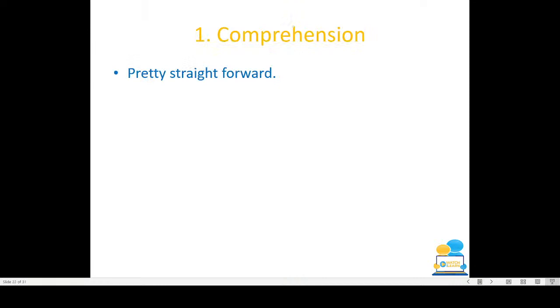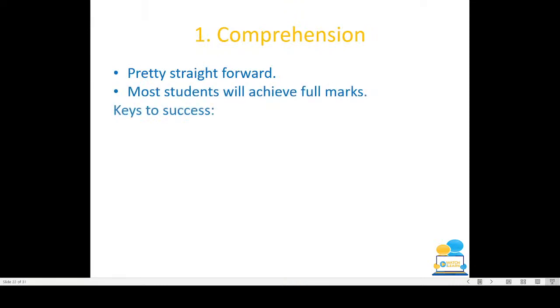So comprehension, pretty straightforward. Most students will achieve full marks in this section, and we have a couple of keys to success here. So underline the relevant parts of the abstract. So I want to see you physically writing on the documents-based question.